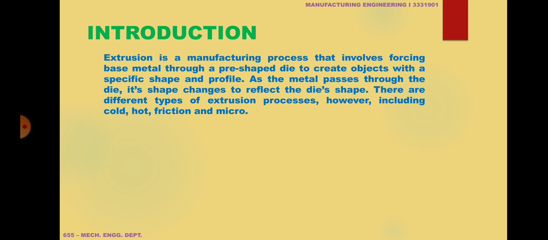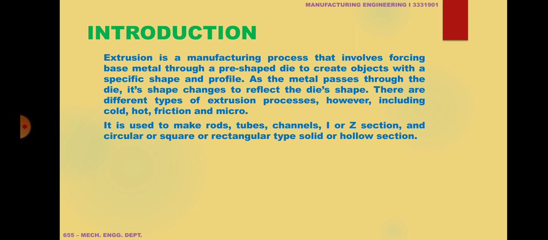Extrusion is a manufacturing process that involves forcing base metal through a pre-shaped die, as we discussed, to create objects with a specific shape and profile. As the metal passes through the die, its shape changes to reflect the die shape. So whatever the die shape, it will achieve it. There are different types of extrusion process, however, including cold extrusion, hot extrusion, friction, and micro extrusion.